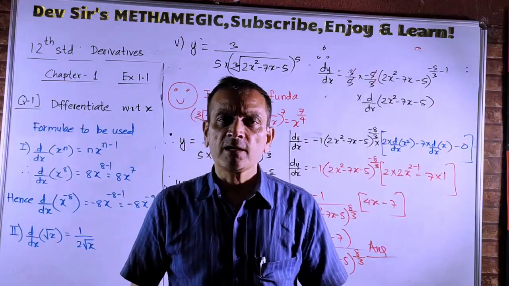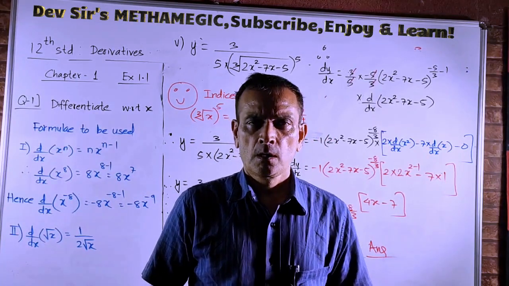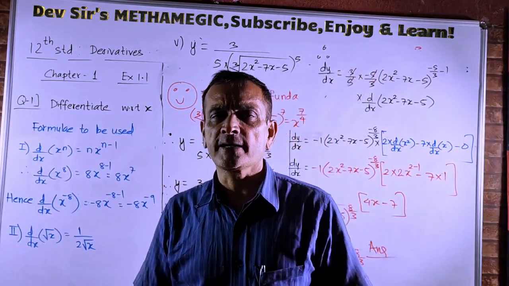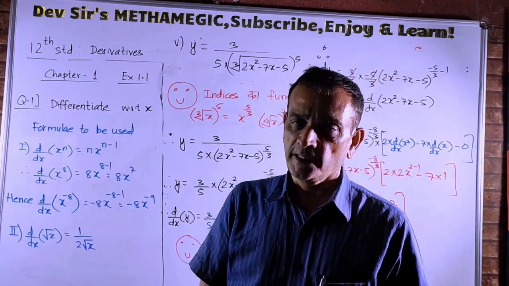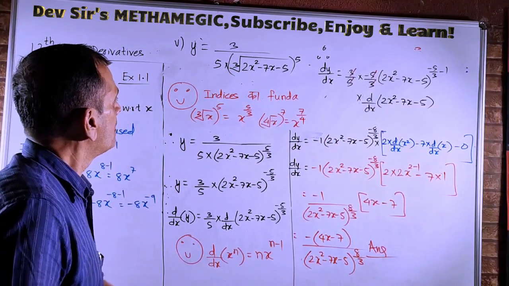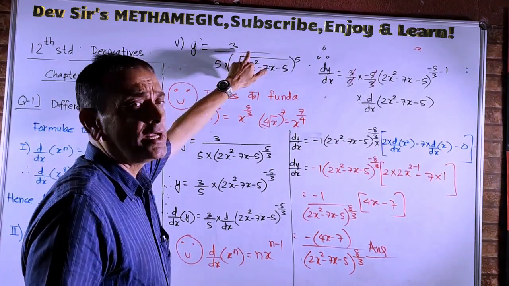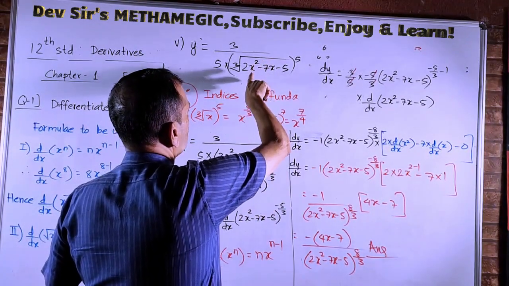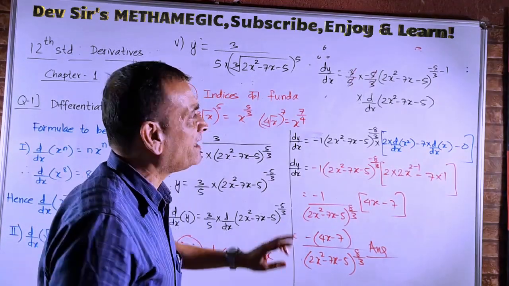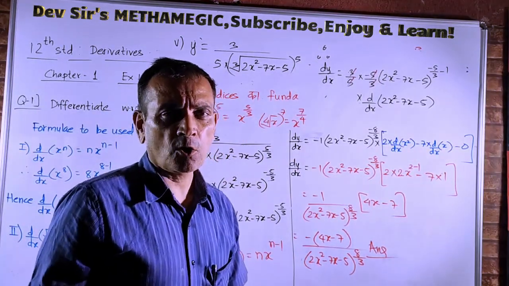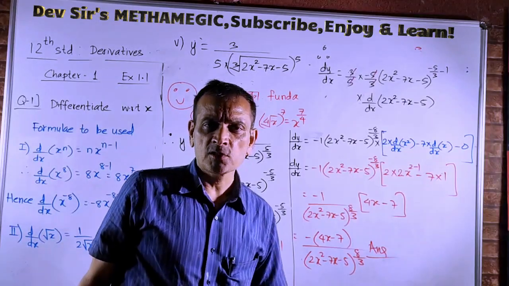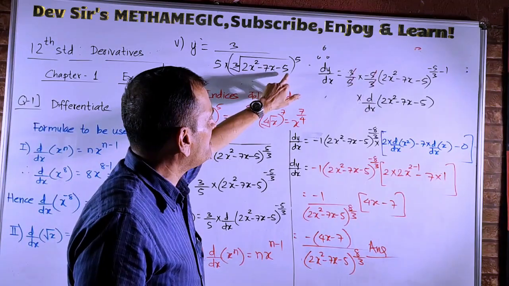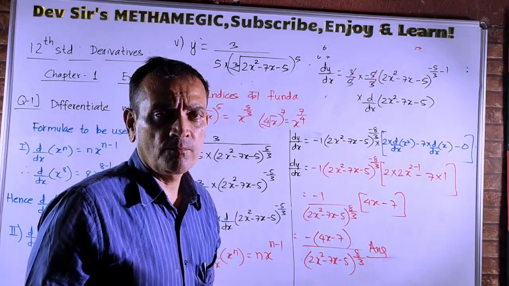Okay, all set for the second sum. Second sum means actually it is the fifth sum from the exercise. Second sum for today. देखते हैं क्या. y is equal to 3 upon 5 into cube root of 2x squared minus 7x minus 5 raised to 5. इतना कॉम्प्लिकेटेड नहीं है, डोंट वरी, घबराने की जरूरत नहीं है. Cube root of 2x squared minus 7x minus 5 raised to 5.